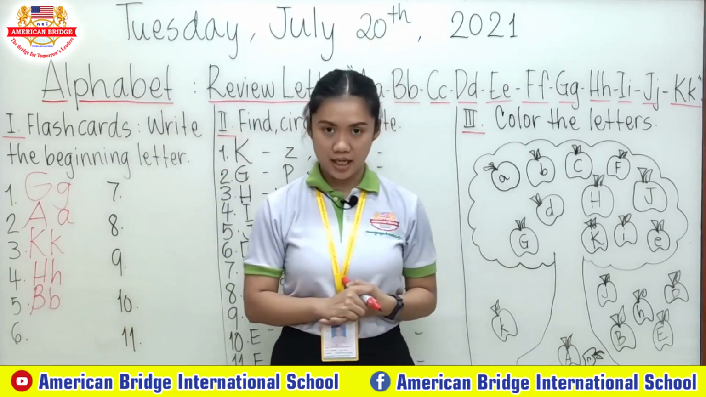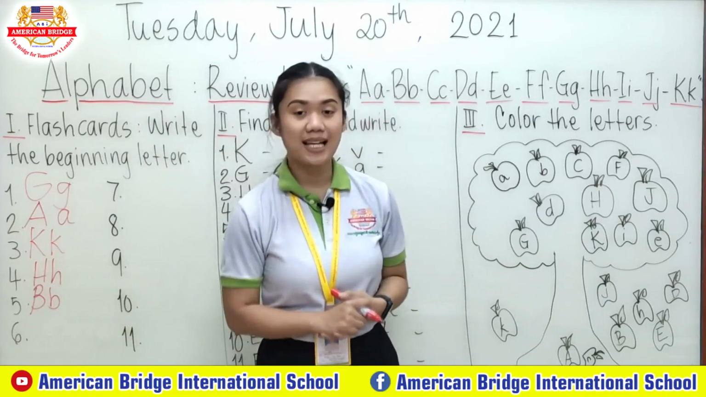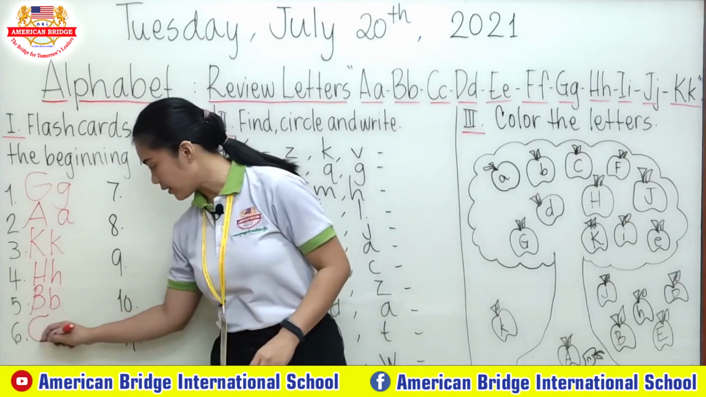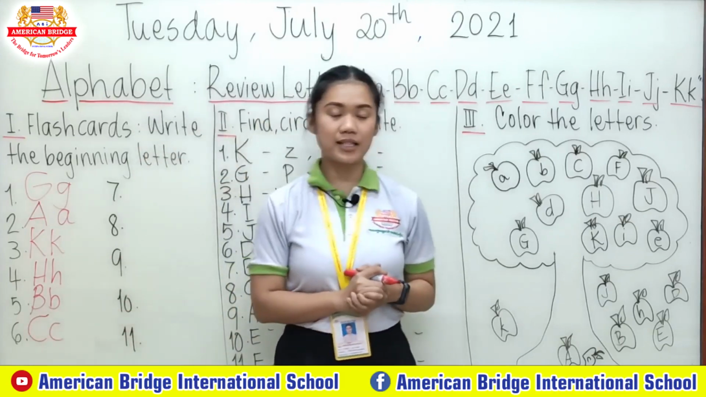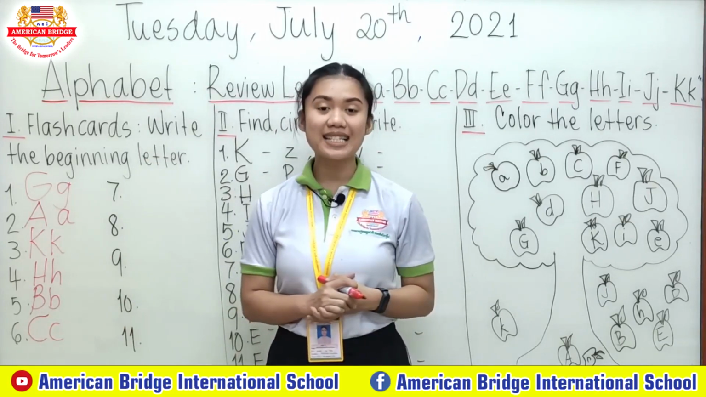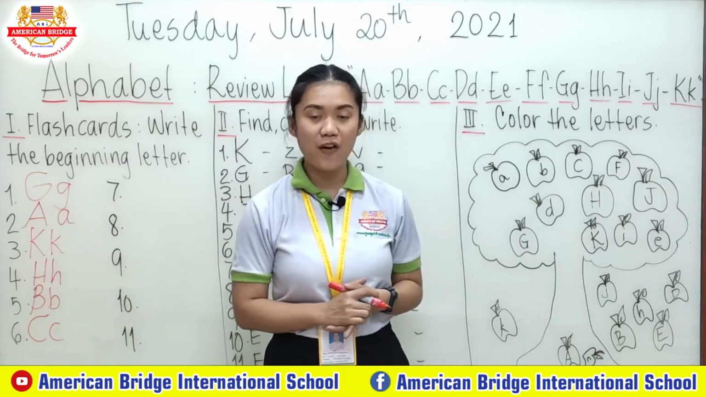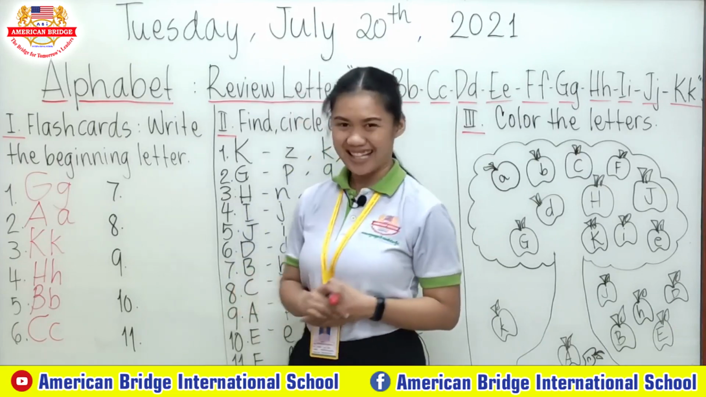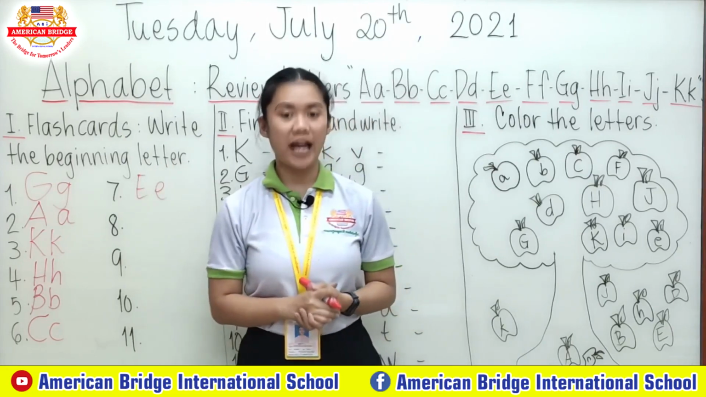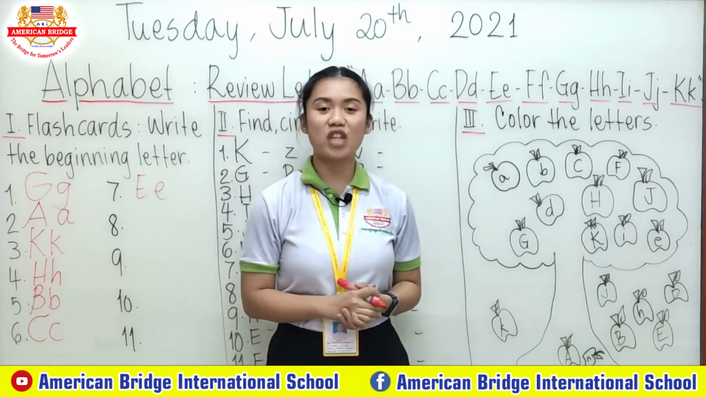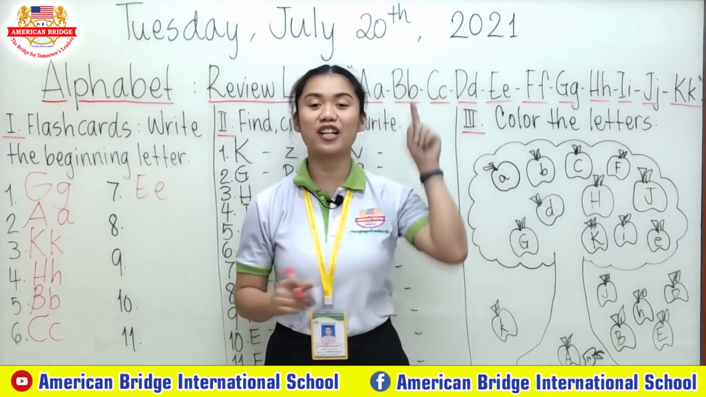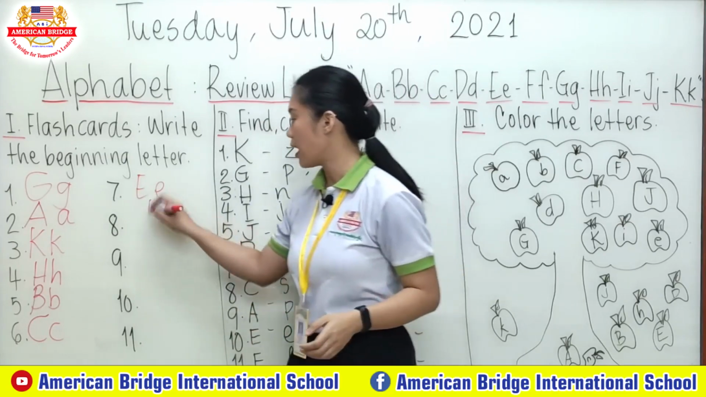Next is number six. Number six is cat. And cat is letter C. So let's write letter C. Next is number seven. Number seven is elephant. And elephant is letter E. Correct. Let's write letter E. Next is number eight. Number eight is jellyfish. And jellyfish is what letter, everyone? Letter J. Correct. Let's write letter J.